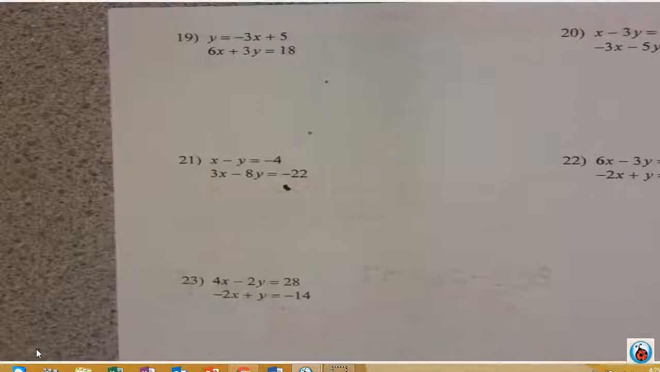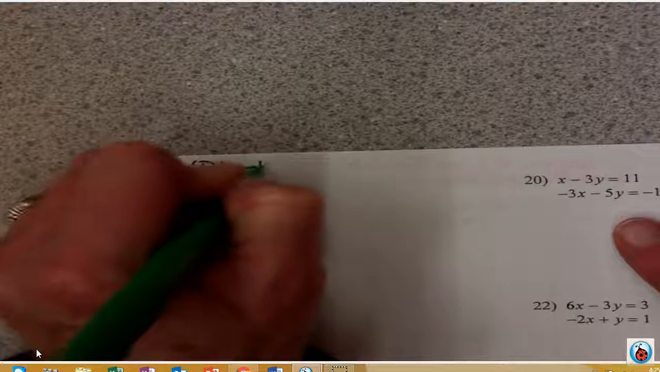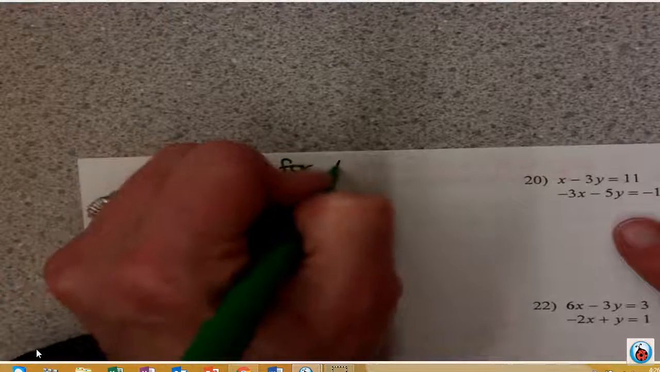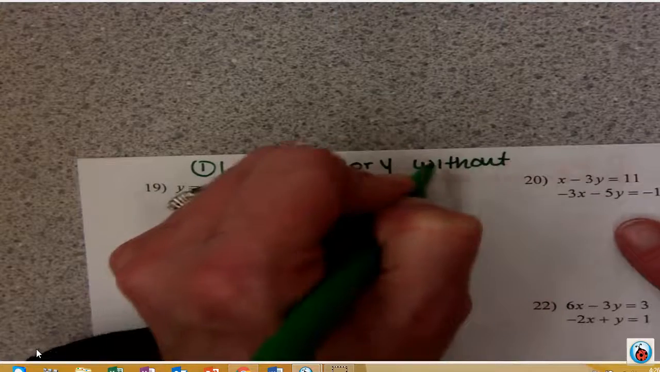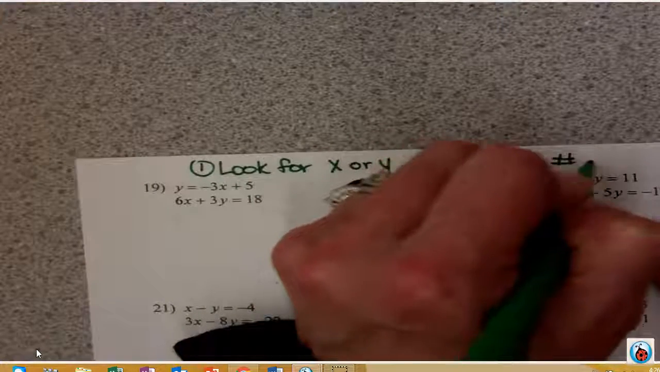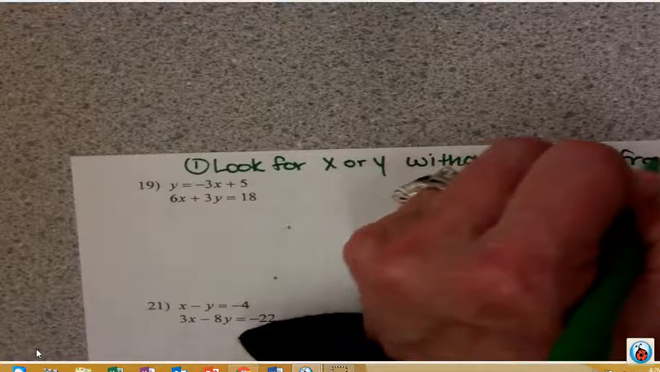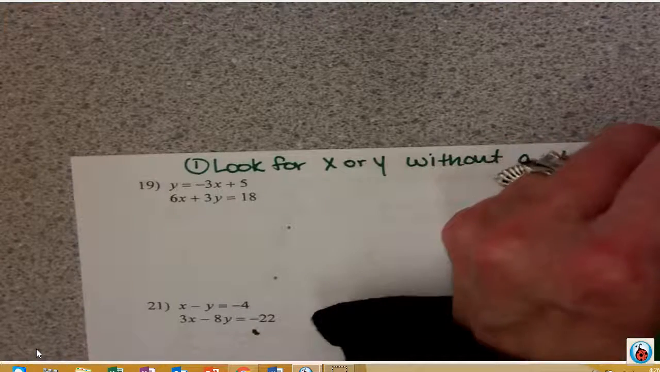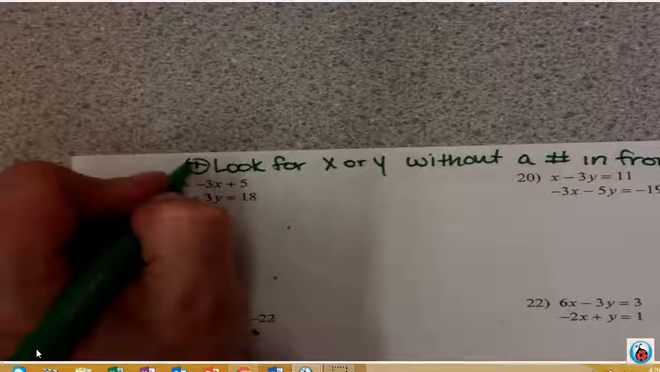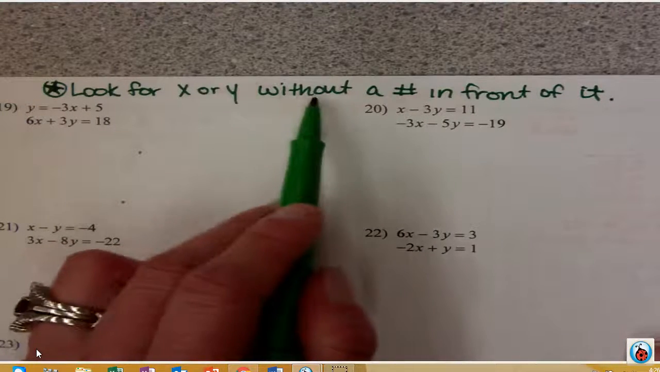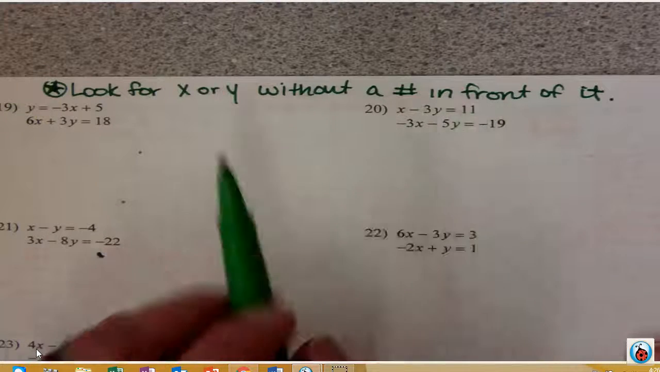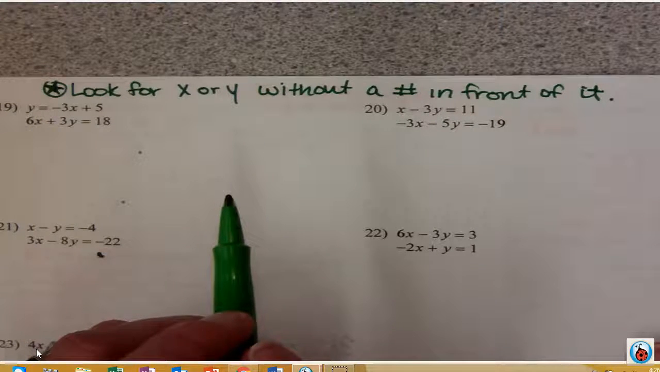Now, what I want you to write down on your paper: look for x or y without a number in front of it. Sorry. Look for an x or a y without a number in front of it. That will make your life a lot easier.